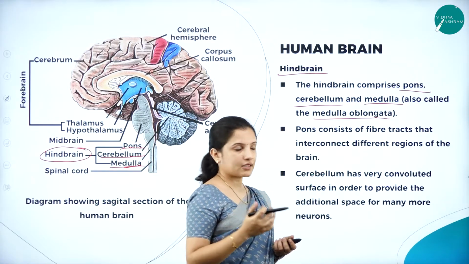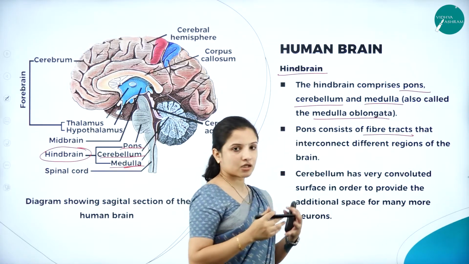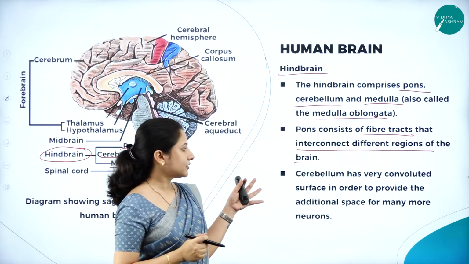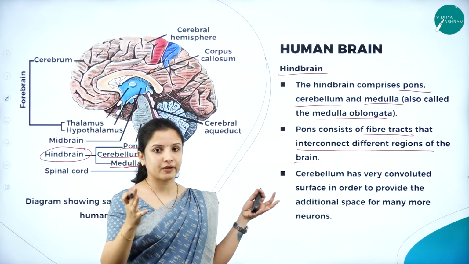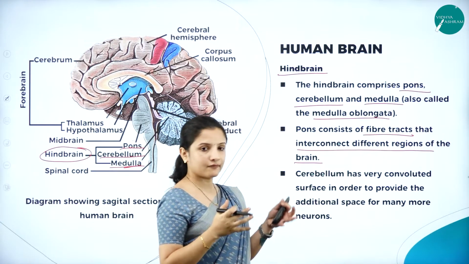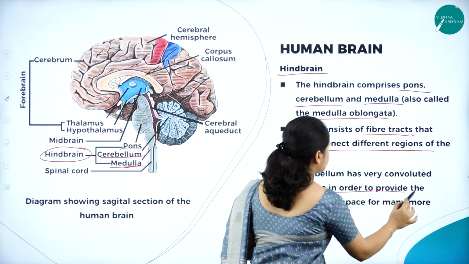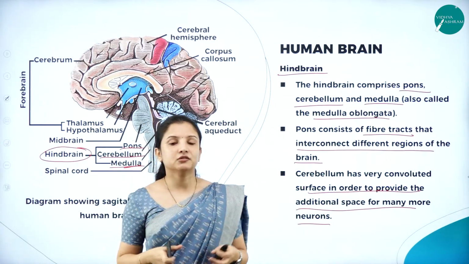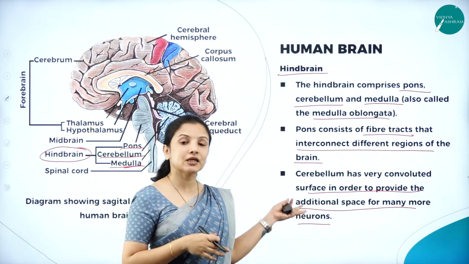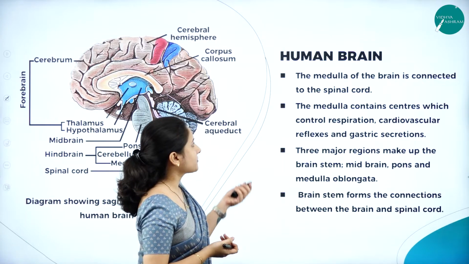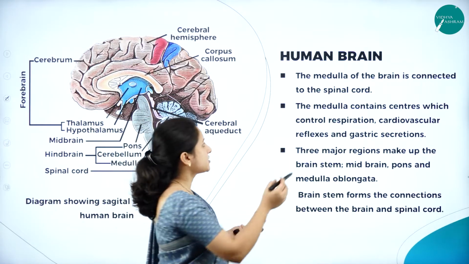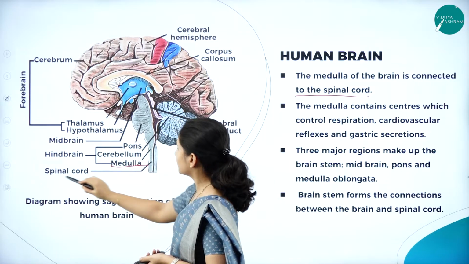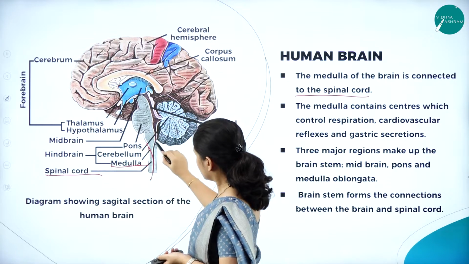Pons consists of some fiber tracts that connect different regions of the brain. And the cerebellum, what is the cerebellum? It is present in the hindbrain, right? The cerebellum has a very convoluted surface, and this surface provides additional space for many more neurons. That is why, because of the presence of a lot of neurons in the cerebellum, it is grey in color. We had studied that in the previous slide. And the medulla of the brain is connected to the spinal cord. If you can see the medulla oblongata of the brain, it is connected to the spinal cord. So this one, spinal cord.